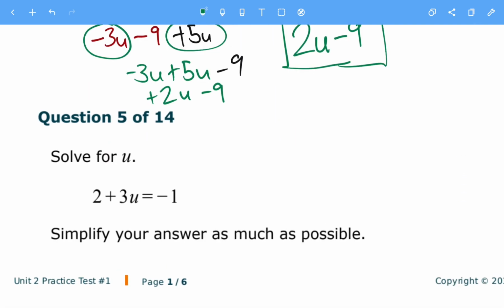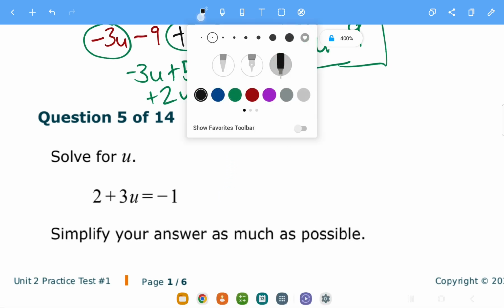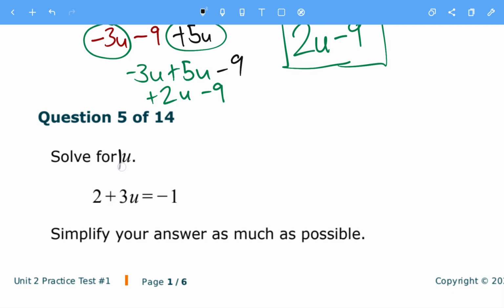Now we are looking at question 5. This time we have an equation. So we want to solve for u, get u alone.